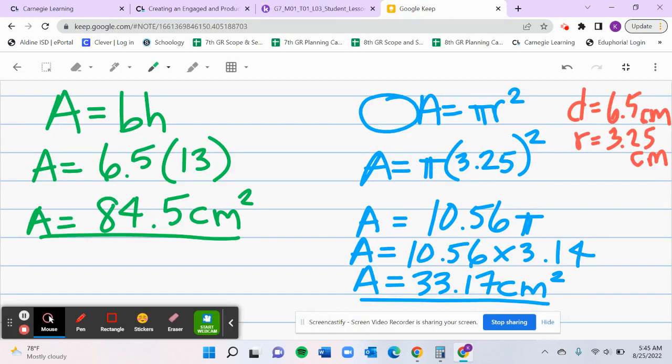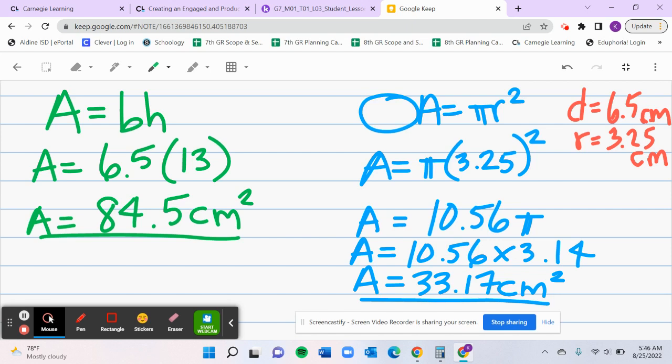For the area of the rectangle, you got 84.5 centimeters squared. And for the area of the circle, you should have gotten 33.17 centimeters squared. And do not forget those units. But that is not our final answer, because there's one last thing that you need to do to find the total area of this composite figure. Think about what that is. Pause here.